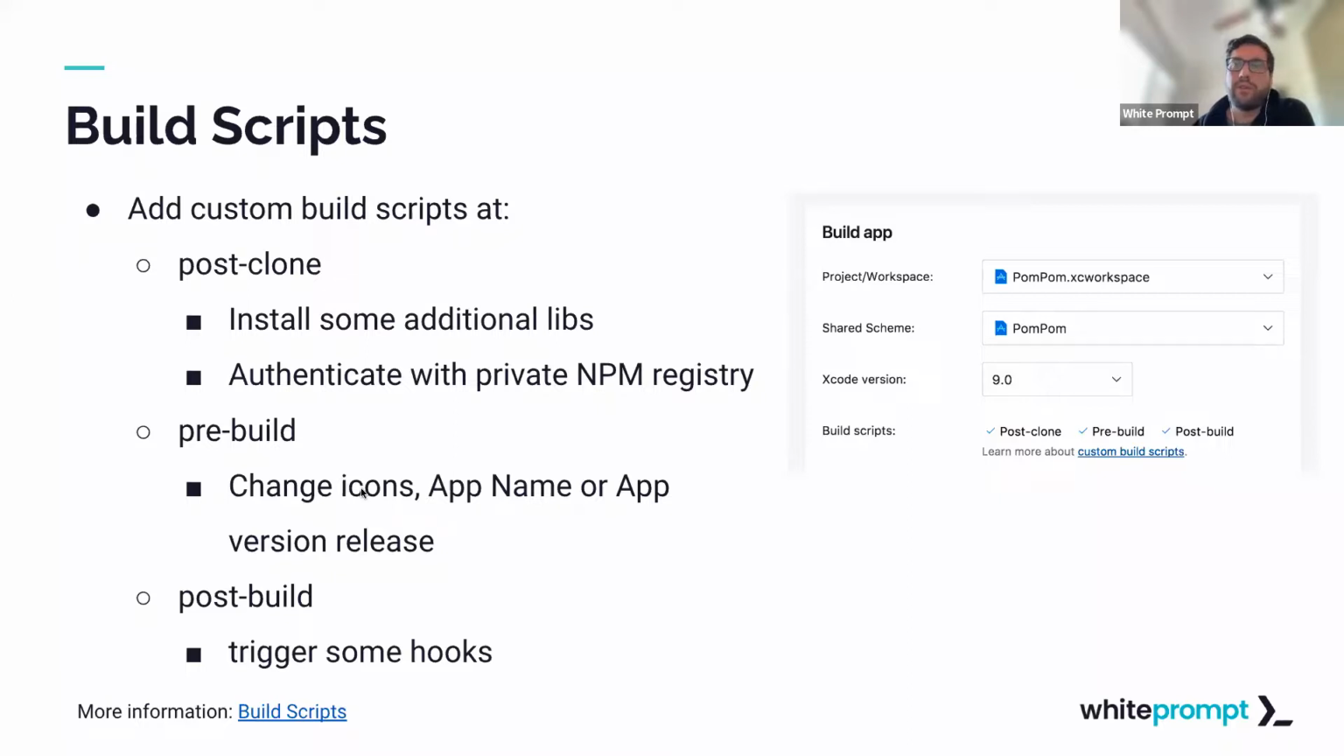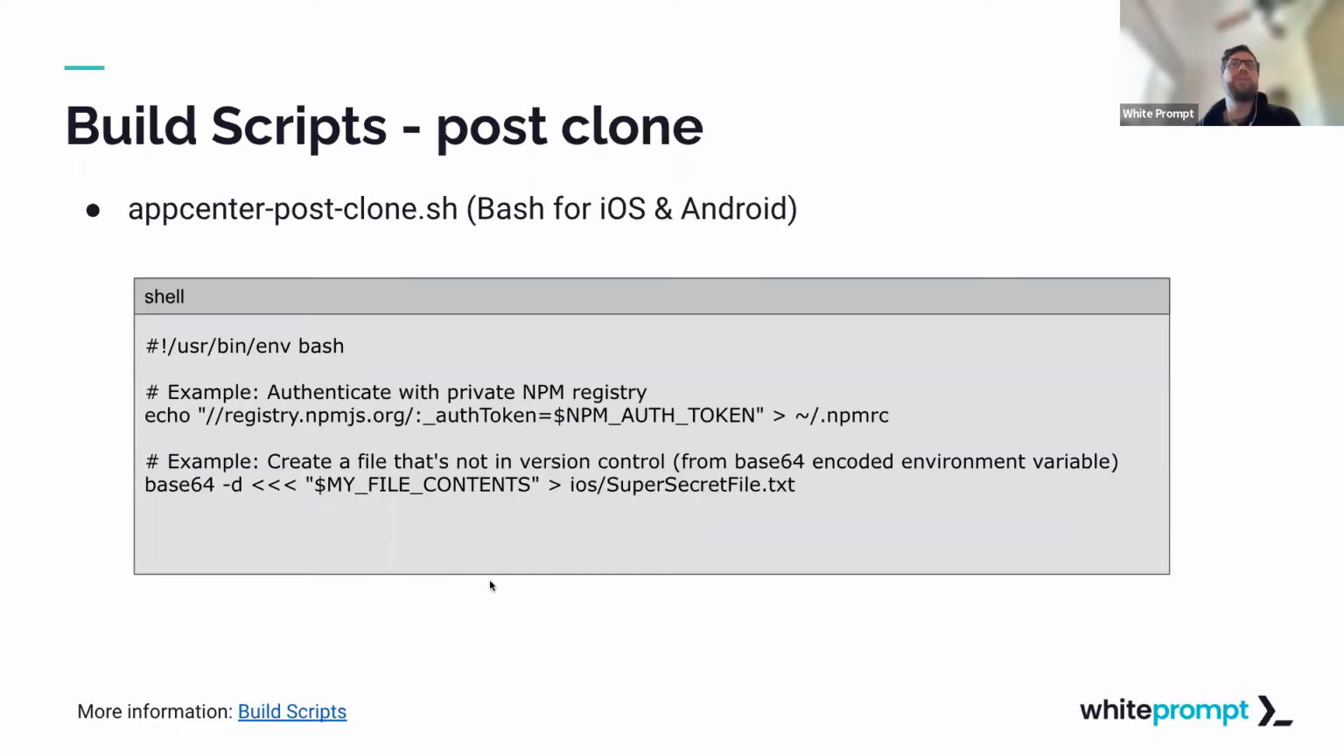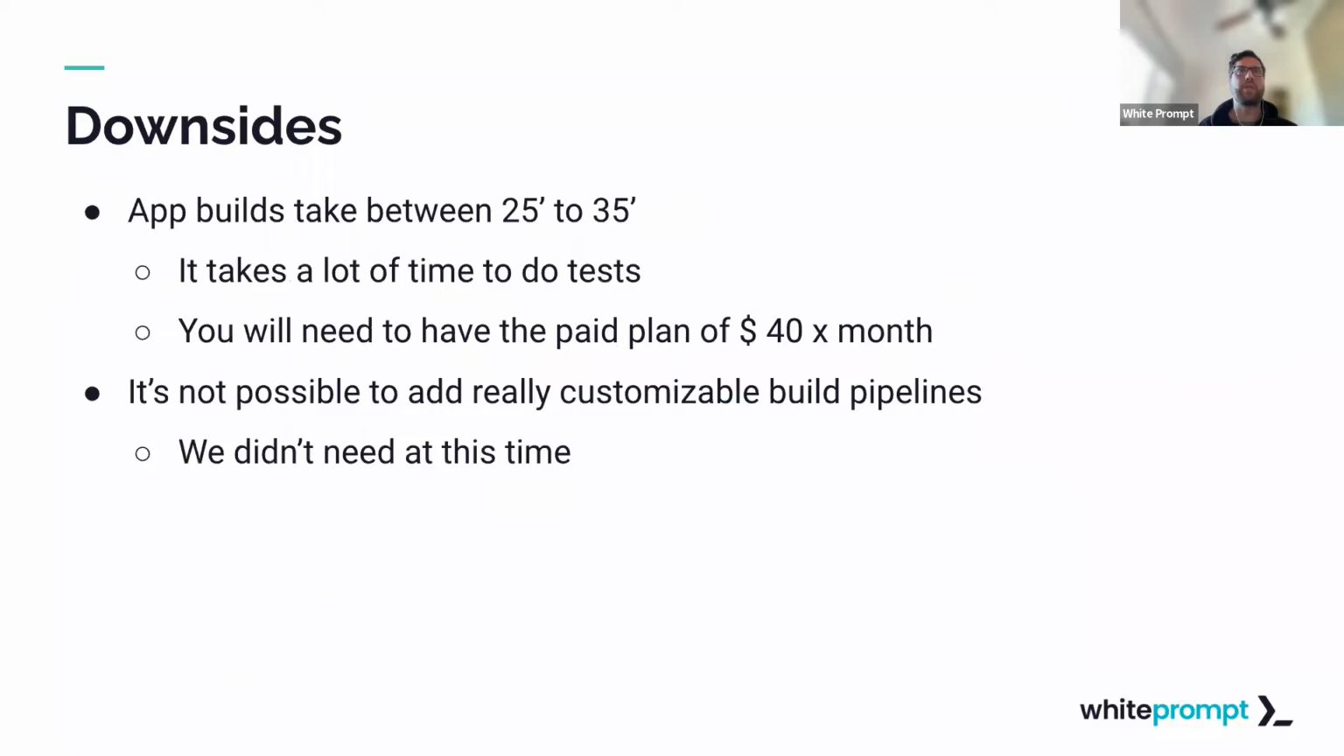You can change the icon also. I saw another project that changed the icon in order to identify which version they are testing, instead of just the name. We also changed the name to dev, staging, and then production. The post-build you can use to trigger some hooks. And here is an example of the post-clone to do some authentication on the private repository. So those are some things that we use scripts for before the build of the application.